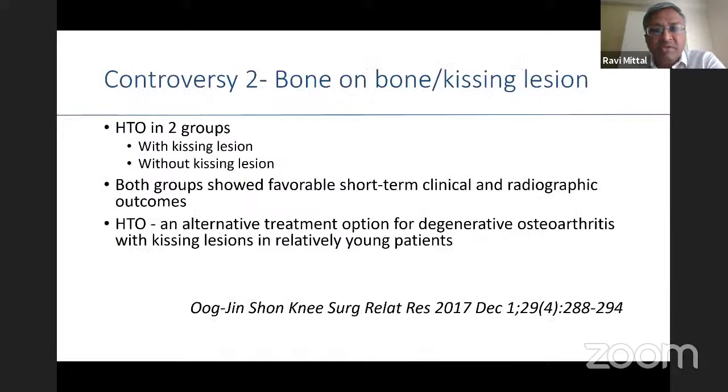The other controversy propagated by the advocates of arthroplasty is that when you have a bone-on-bone lesion or a kissing lesion in the medial compartment, you can't do HTO. But this study in 2017 studied HTO in 2 groups, with kissing lesion and without kissing lesion in the medial compartment, and they found favorable outcome in both groups. They inferred that HTO is a good alternative option for degenerative osteoarthritis with kissing lesion in relatively young patients.